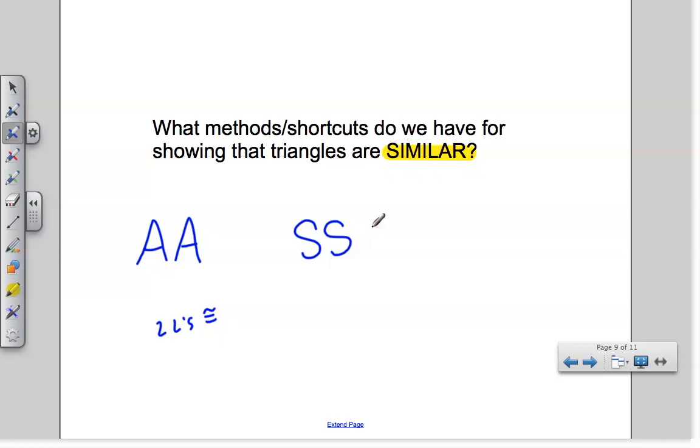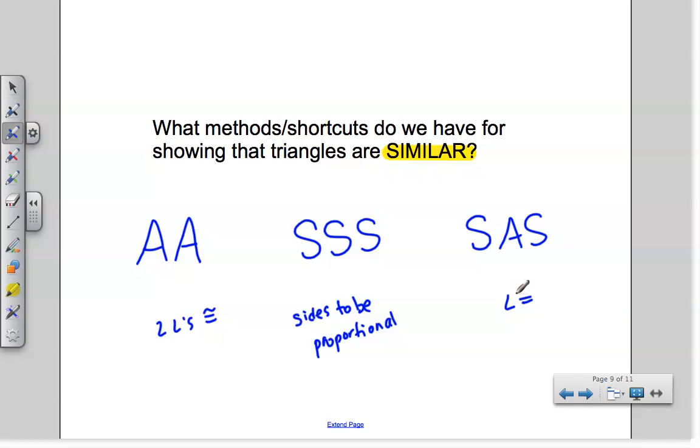We have side-side-side similarity. We talked about that yesterday. We would need all the sides to be proportional, so they all reduce to the same ratio. And now today we have side-angle-side similarity. The angle is congruent and the sides around it, or including it, are proportional. So three shortcuts that we could potentially use to show that triangles are similar. Remember that two angles congruent actually means all three angles are congruent. So any of these is enough info to show triangles are similar.